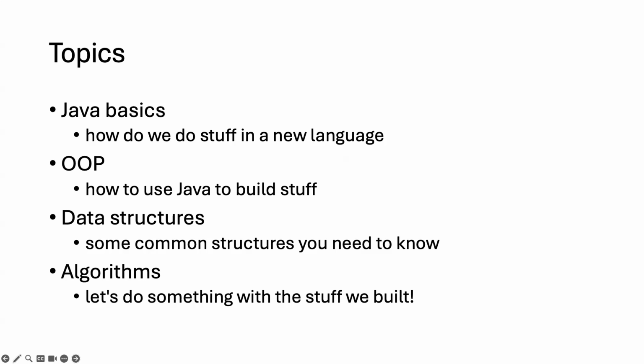So first we'll start with Java basics. Once we learn how to do things in Java, we'll use Java to build stuff. That's the object-oriented side. Once we know how to build stuff in Java, then we'll look at some really common data structures that you need to know. And then we'll look at algorithms, which is how do we do something with the stuff that we've built.